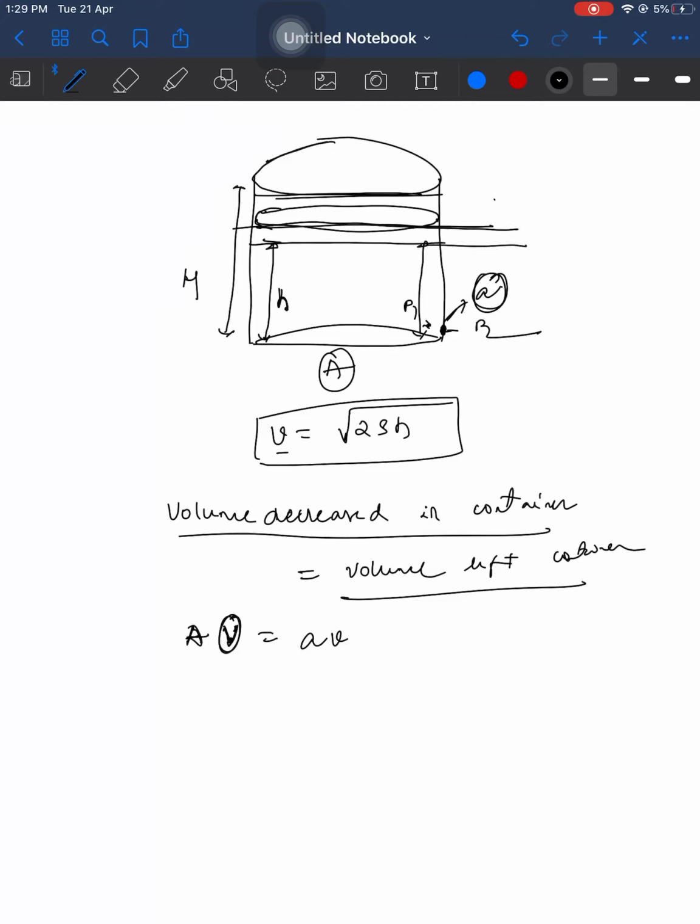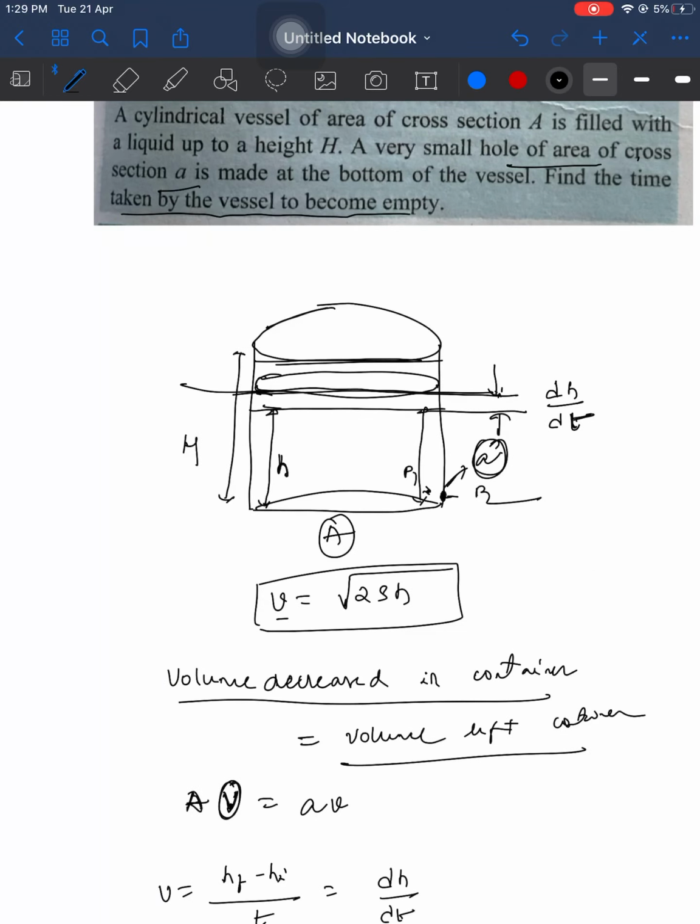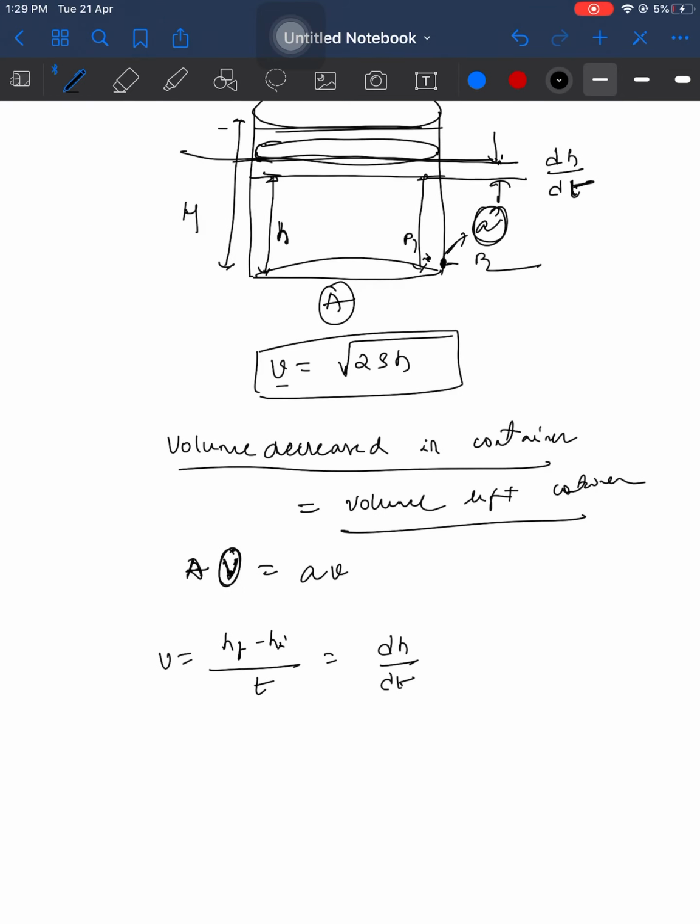Listen, if you don't listen carefully, you will not understand. It is decreasing at a rate dh by dt. If you see, final height minus initial height by time is nothing but velocity. Velocity is nothing but final position minus initial position by time. I can write this instantaneously as dh by dt. But the height of the container is continuously decreasing, so we may get velocity as negative. To remove that, I am keeping a minus sign.